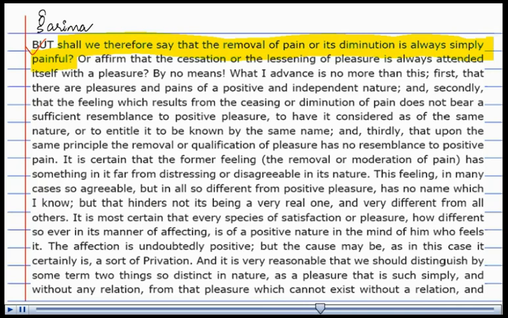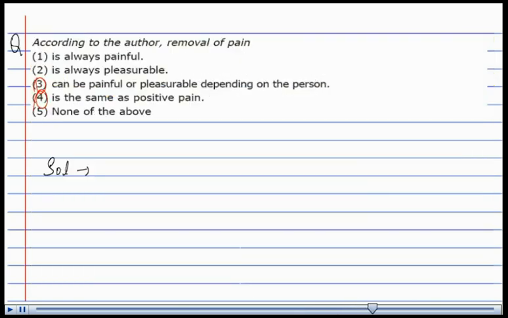Now further, it is written, by no means, what I advance is no more than this, first that there are pleasures and pains of positive and independent nature. Now option 3 would have been correct if this part had not been there, because it is written depending on the person. On the contrary, in the passage it is given independent. Now this makes fourth the correct option. So our answer is option number 4.